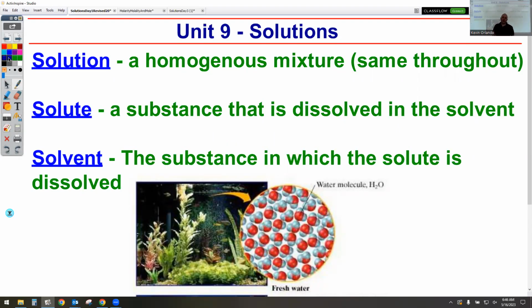Hello. Today we're going to talk about Unit 9 on solutions. This is an introductory video, so we're just going to go over some basic definitions, take a look at a solubility curve, make sure that we have just a foundational understanding as we move forward in this unit.